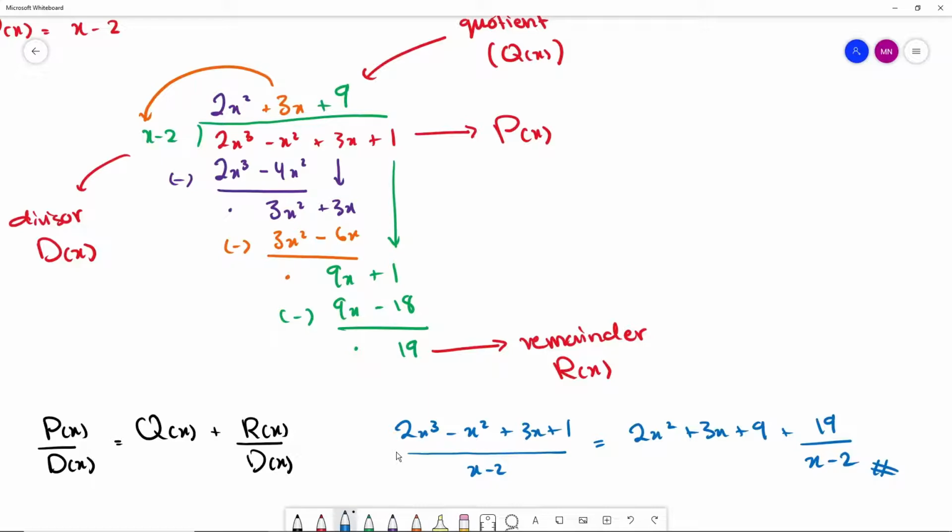Okay, the condition is that the degree of the divisor must be less than the degree of the polynomial. What I mean is right here, we can see that the divisor is x to the power of 1. Meanwhile, the degree of the polynomial is x to the power of 3. When the degree of the divisor is less than the degree of the polynomial, only then can the polynomial be divided by the divisor.